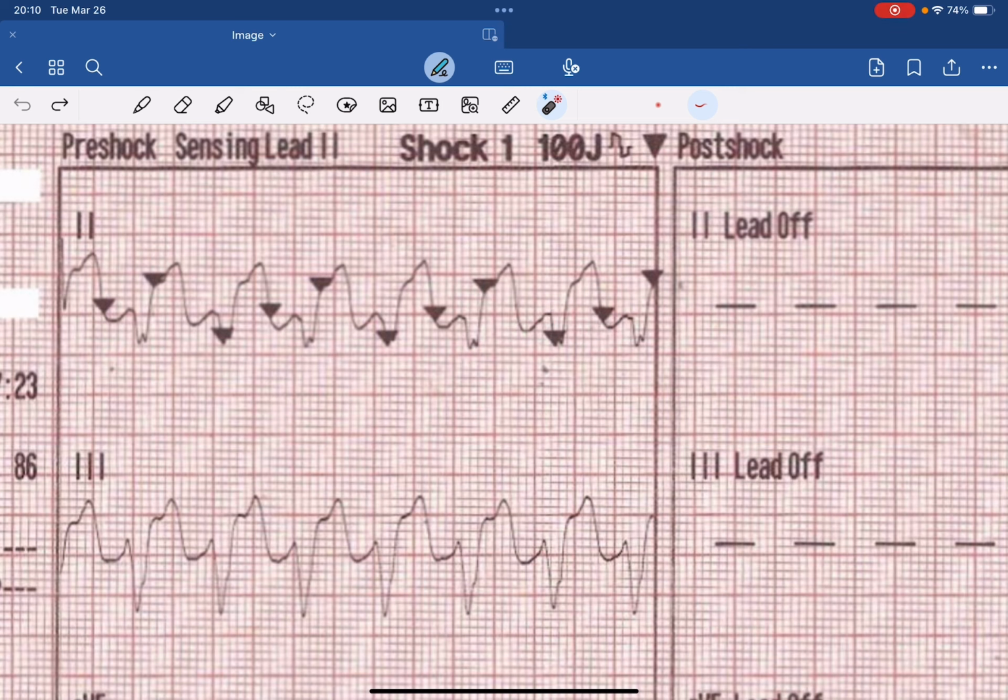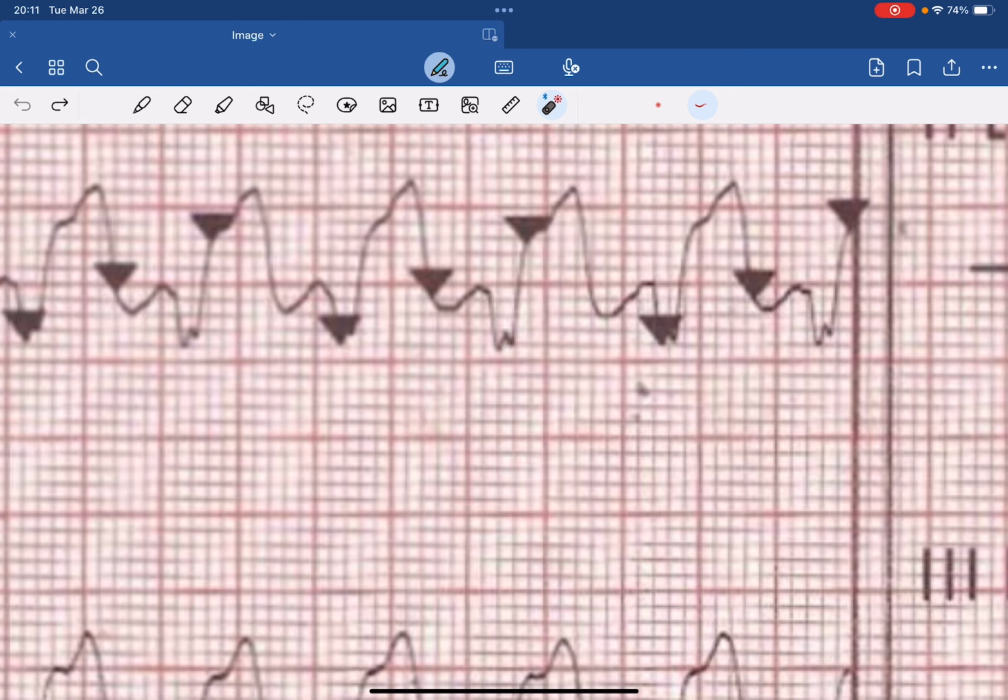And so if we break down one of these complexes, what we'll see here is that this is in fact the QRS complex, and then this is the T wave. Now, it looks to me that the T wave in this particular situation is a lot larger than the QRS complex. However, the way we can tell that it is in fact the T wave and not the QRS complex is the fact that we've got this J point right here.